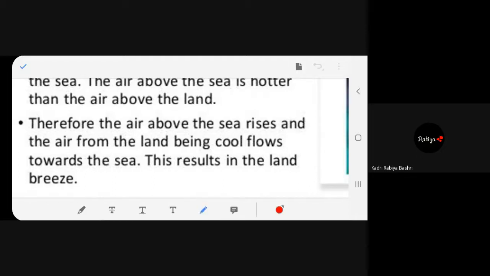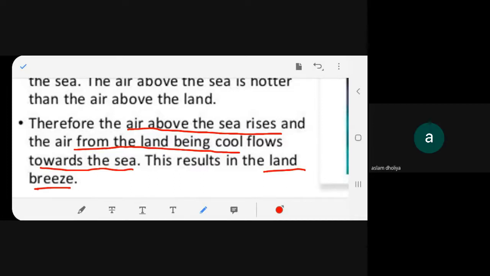What happens? Air above the sea rises, and air from the land is cool, right, beta? What does it do? It flows towards the sea. What comes? Land breeze. Is this clear? Yes, ma'am.